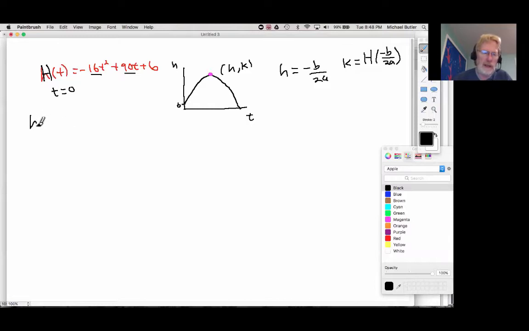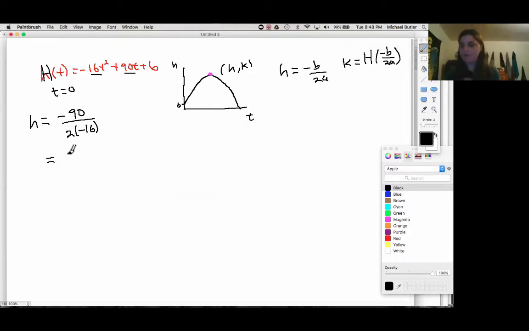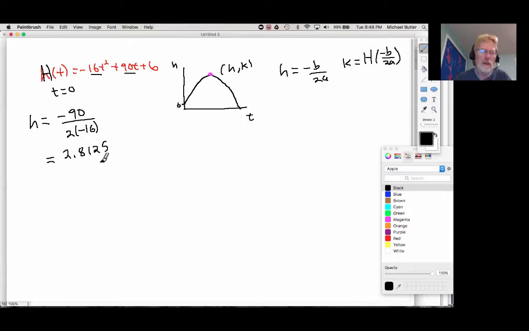So H is going to be equal to minus B, which is negative 90, divided over 2A, which is 2 times negative 16. Is that making sense? Yes. Okay, cool. So what does that equal? 2.8125. We'll leave it at that for the moment. And so that's in what units? Because they said you got to put your units on here. Feet, I assume.